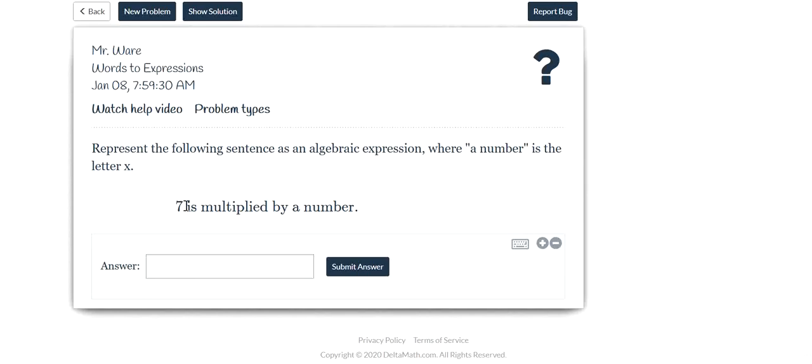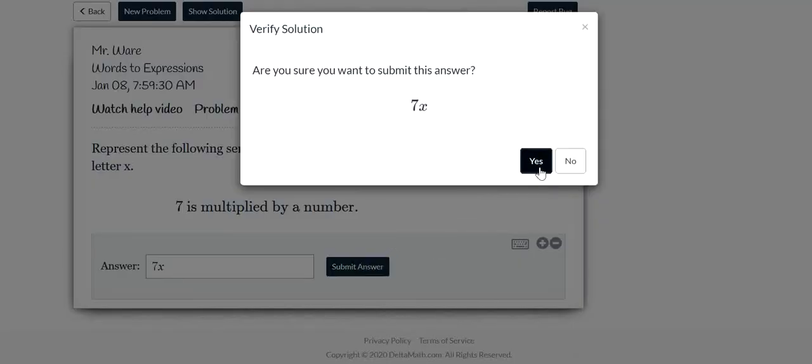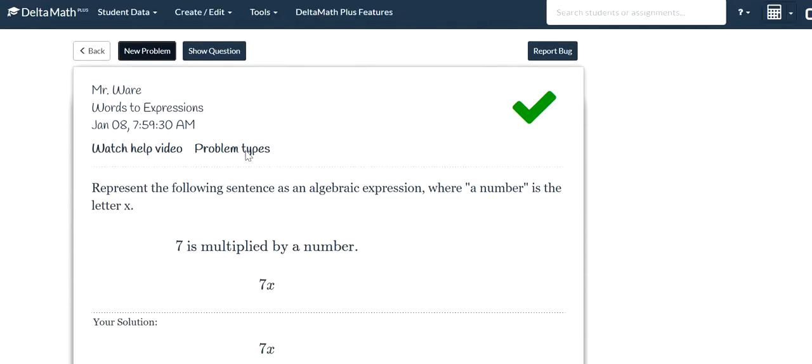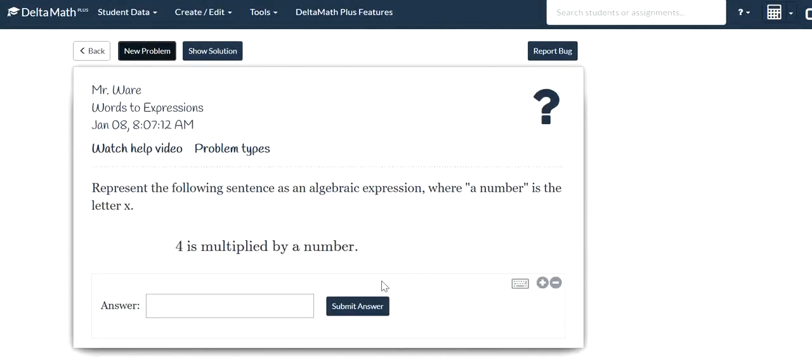So here you have 7 is multiplied by a number. So remember the a number part is the variable. So we're going to do 7 times x. And you could put a times sign, but an algebraic expression is usually written this way, 7x. Alright, let's look at another example. Okay, 4 is multiplied by a number. So you got 4 times the variable.